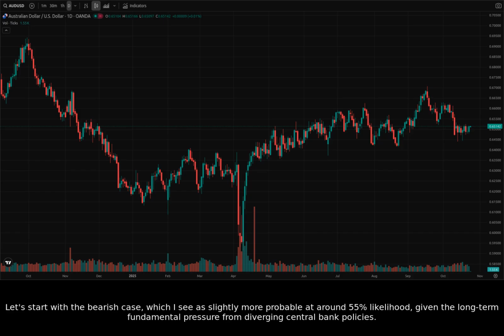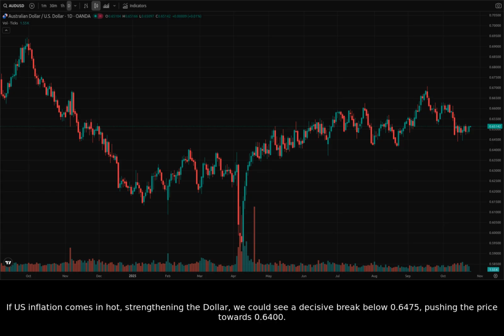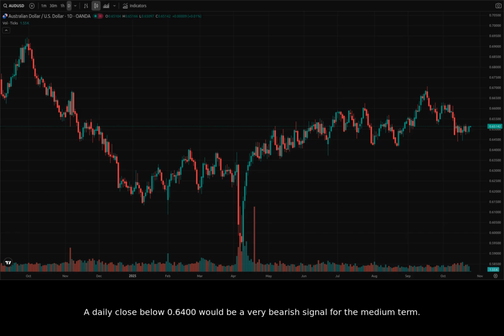Let's start with the bearish case, which I see as slightly more probable at around 55% likelihood, given the long-term fundamental pressure from diverging central bank policies. If U.S. inflation comes in hot, strengthening the dollar, we could see a decisive break below 0.6475, pushing the price towards 0.6400. A daily close below 0.6400 would be a very bearish signal for the medium term.